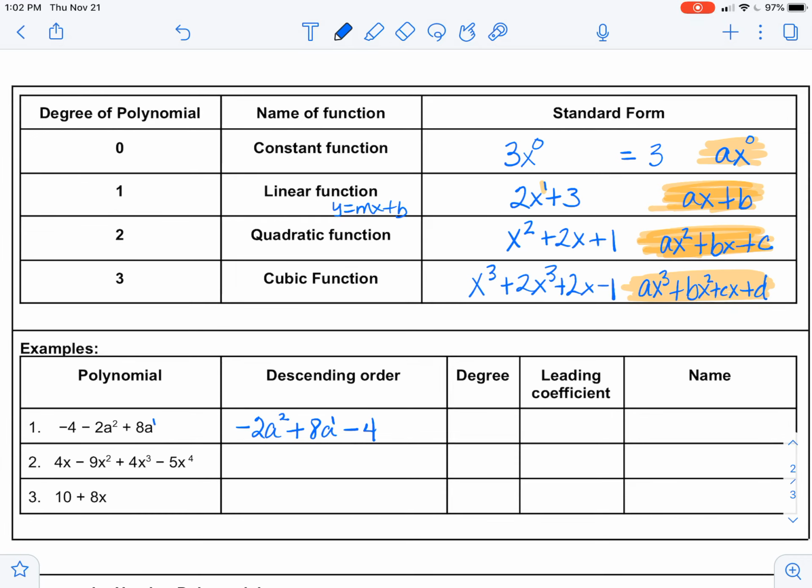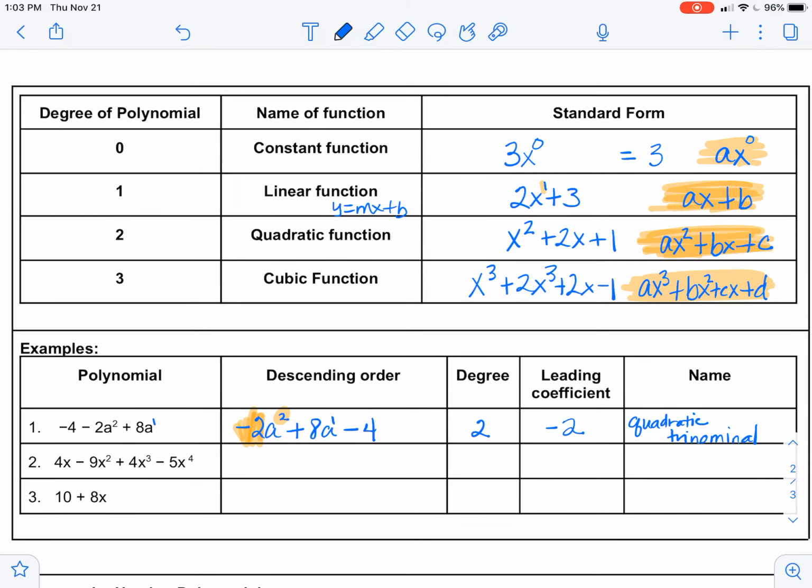Okay? Again, your degree is your highest power, which is 2. My leading coefficient is the coefficient of my highest degree. So my highest degree was 2. The leading coefficient is the coefficient of that term. And now I have to name it. Okay? So it is a square, so that means that it is a quadratic. And so we call this a quadratic. Probably should have made bigger space here. And it has 3 terms, so it is a quadratic trinomial. Okay?